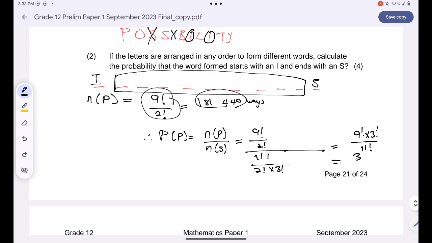You'll simply get 3 over 55, which is equal to, it's a recurring decimal. Let me write it over there. That's 0.0545. This is my probability, guys. Né? If you just punch this as it is on your calculator, it was going to take you straight away to the answer.